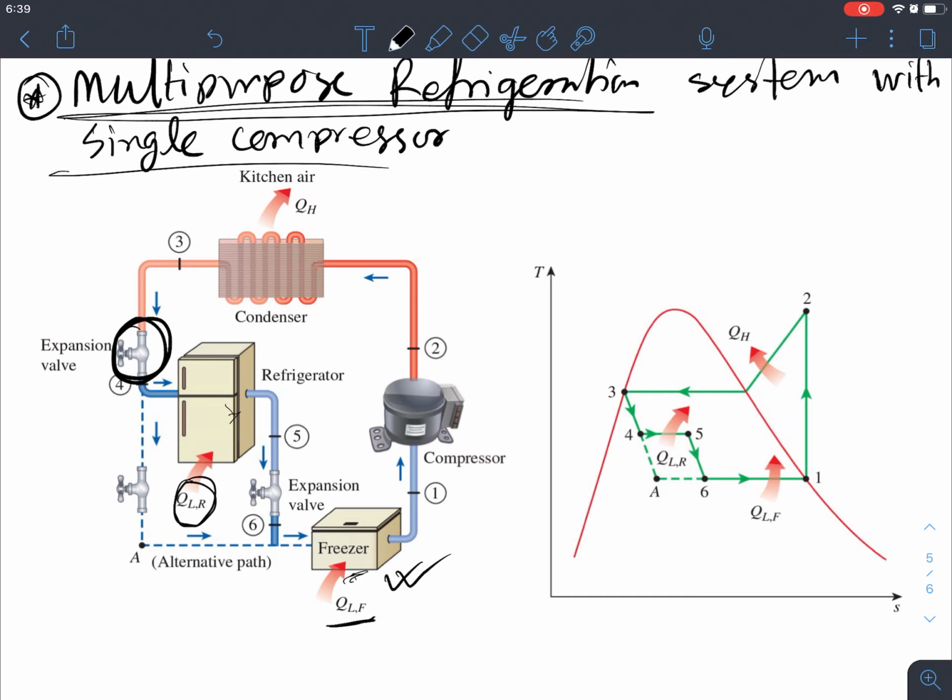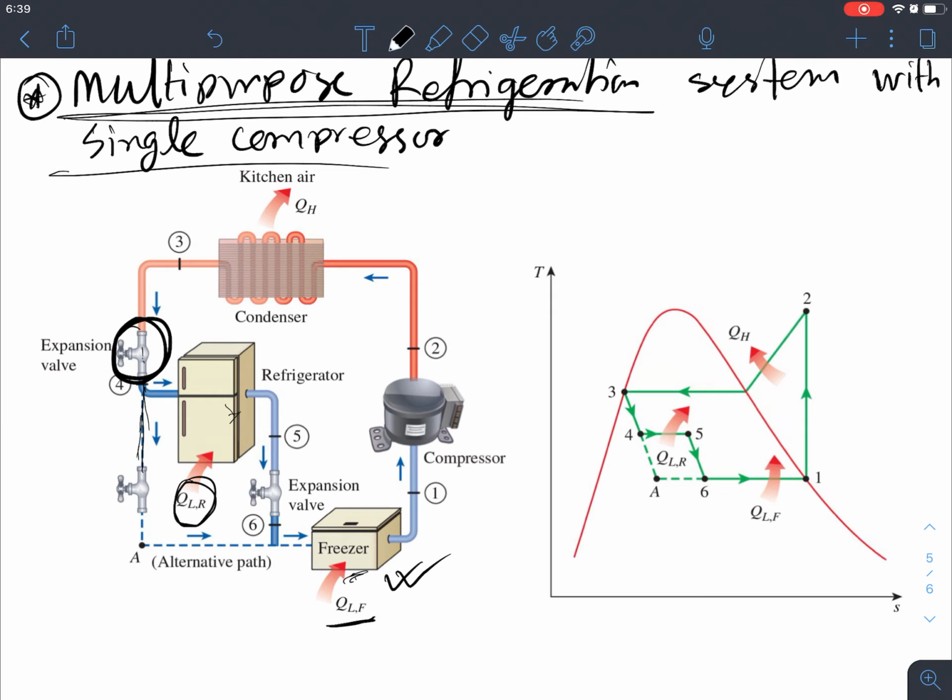Now if you take a look at this diagram, if you feel like, okay, I'm not going to run through this refrigerator unit, you simply add this expansion valve, expanding the same refrigerant in multiple expansion valves to drop the temperature and pressure really low, and it's passing through the freezer unit. Basically it will give you a relatively high cooling effect.